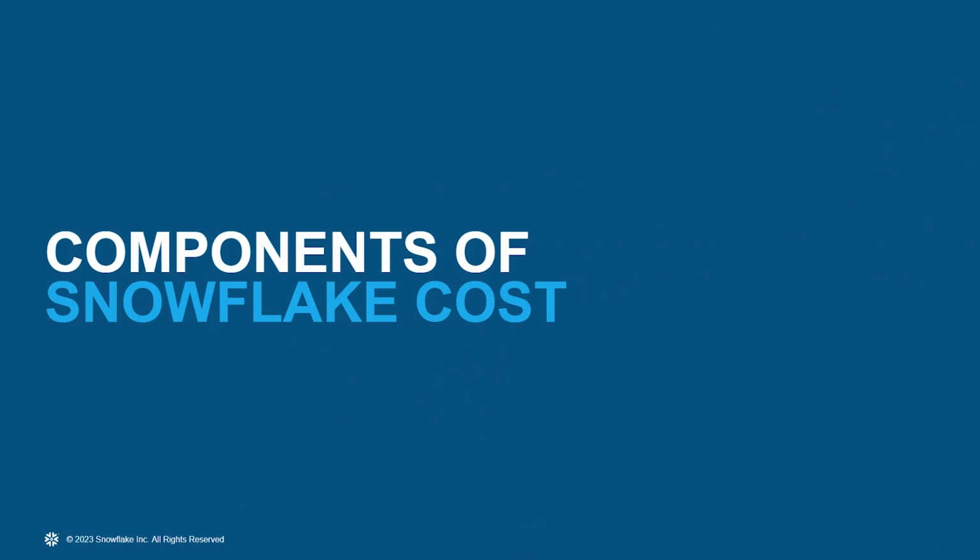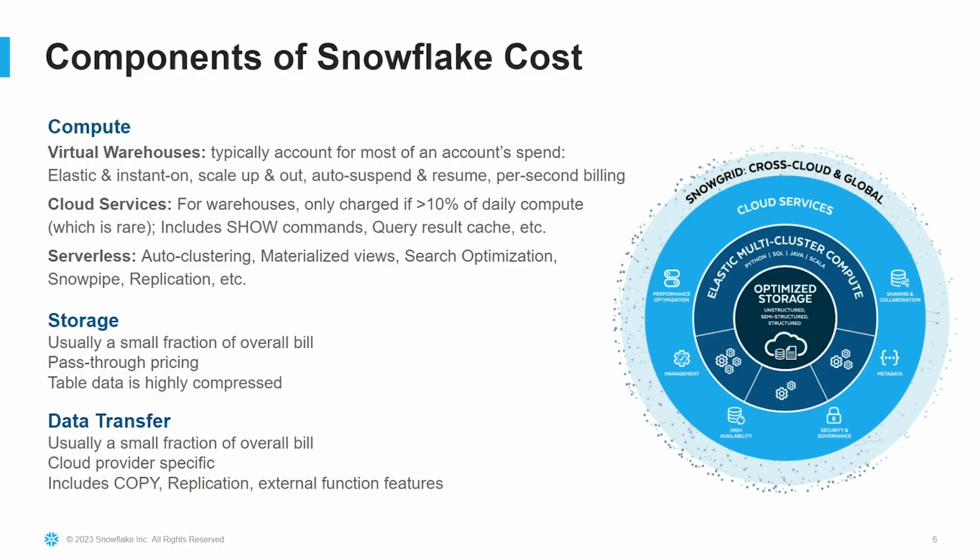Getting started, here's an overview of the components of Snowflake cost. At a very high level, there are really three components. There is compute, there's storage, and then there is data transfer or networking. The compute component is typically what makes up most of a typical customer Snowflake bill. And in the compute component, our primary compute primitive called virtual warehouses is typically responsible for the vast majority of most of our customer spend.